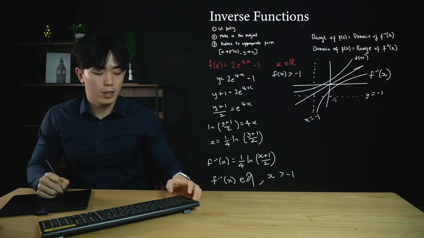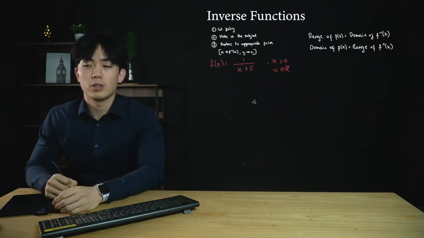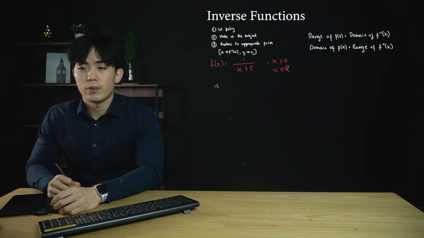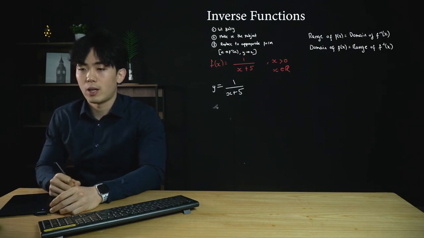Okay, and finally, I want to move on to the last example. So it's a 1 over (x plus 5) example. So let's just try and find the inverse quickly. So y is equal to 1 over (x plus 5). And then we can rearrange for x. So we have x plus 5 is equal to 1 over y. x will therefore be equal to 1 over y minus 5.